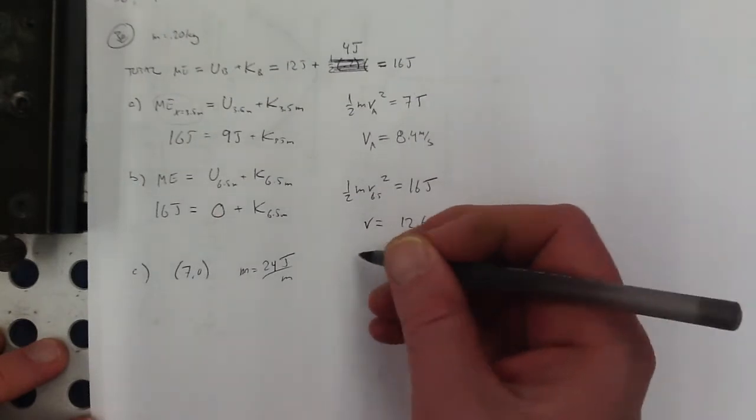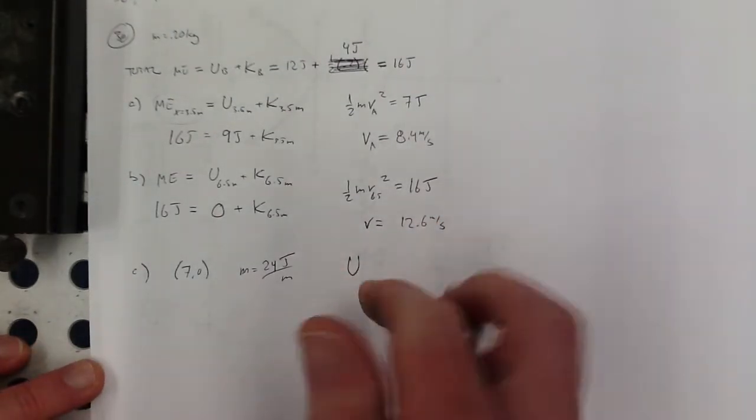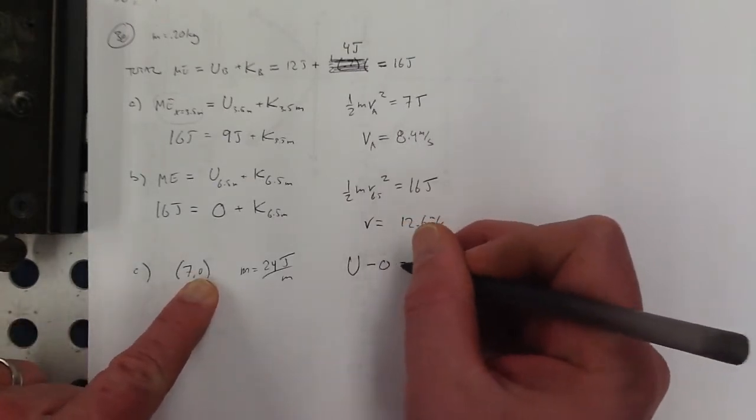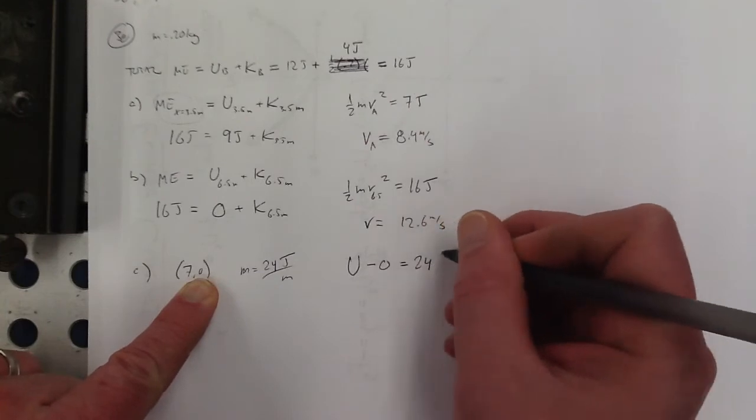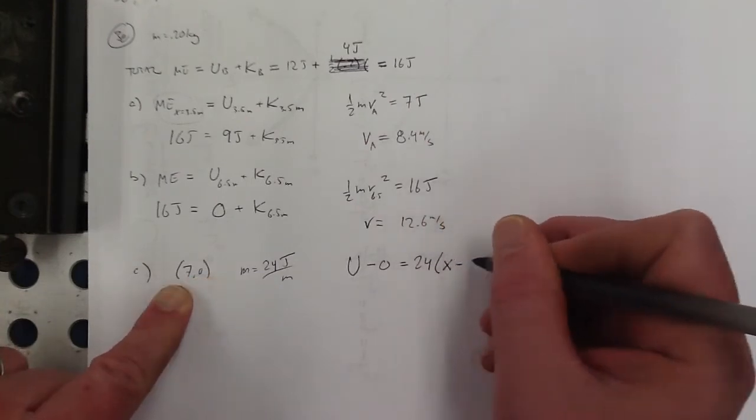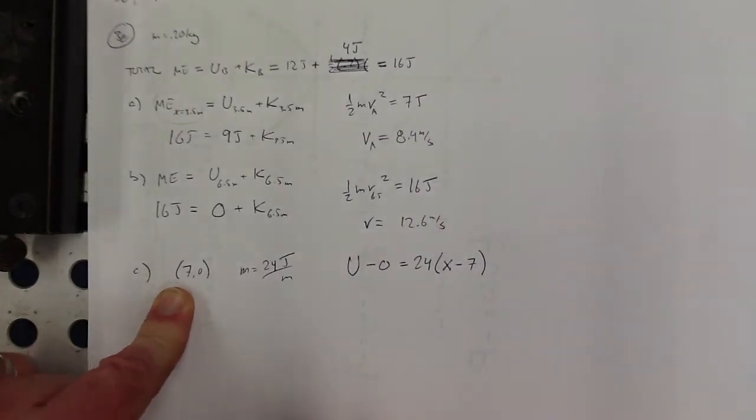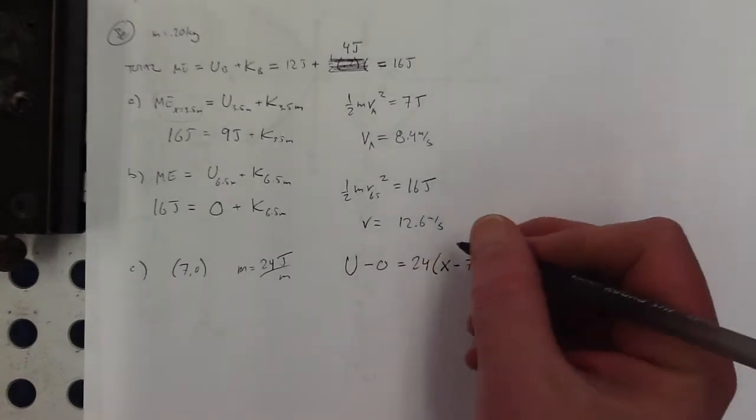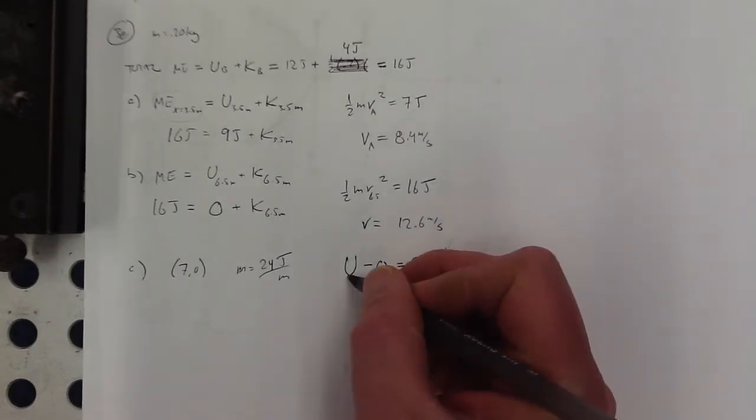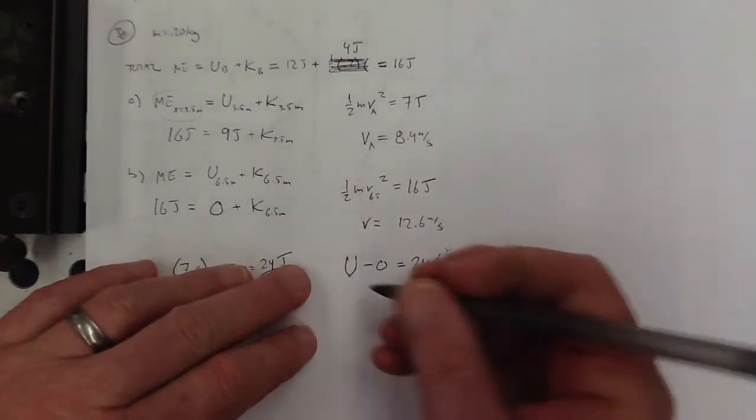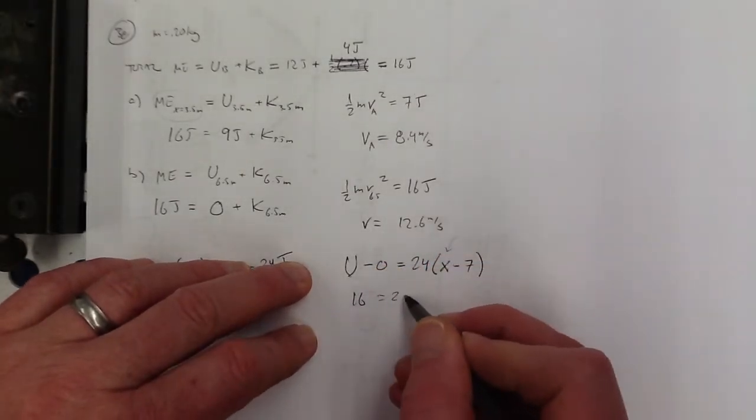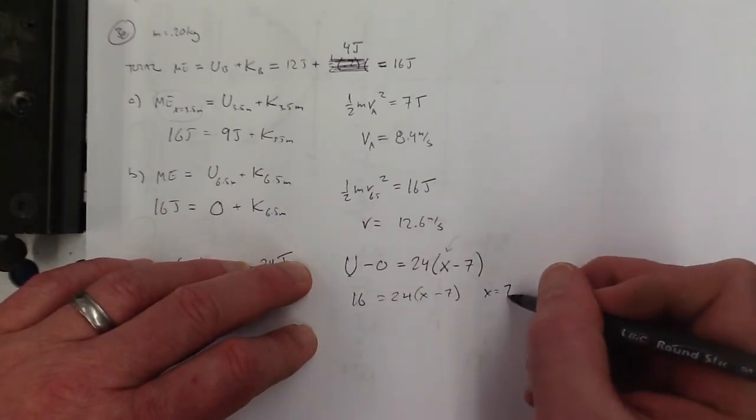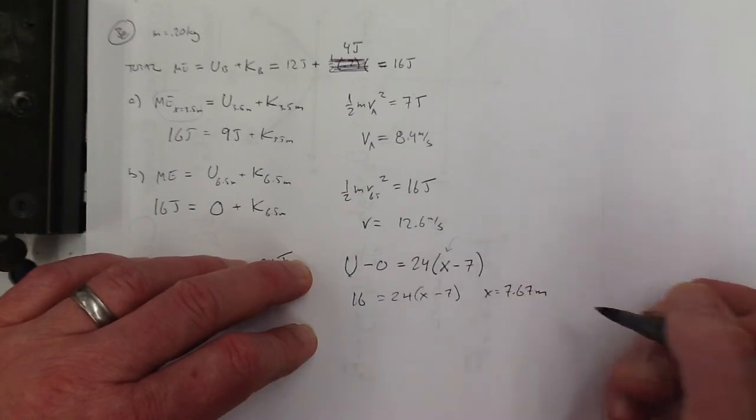Sure. In point slope form, it would be y, but my y is actually u, right? u minus y is equal to the slope times x minus x. So we want to know where the turnaround point is. In other words, what's the x value when the potential energy is 16. So 16 is equal to 24 times x minus 7, and so it looks like x is going to be 7 2/3 meters.